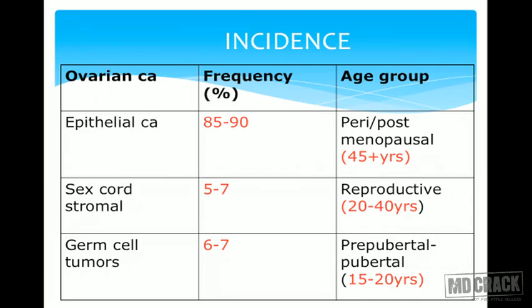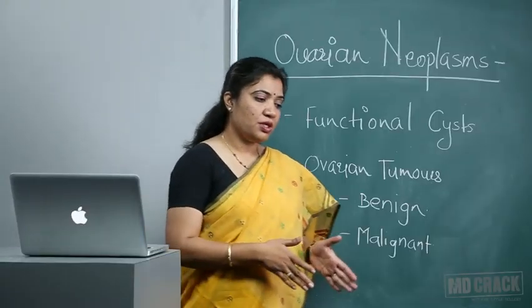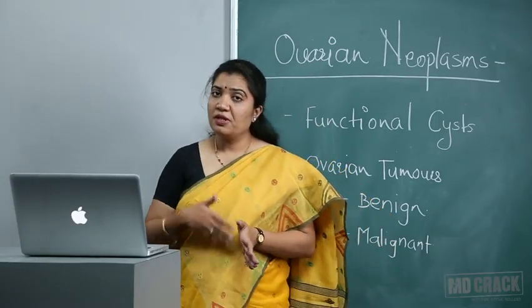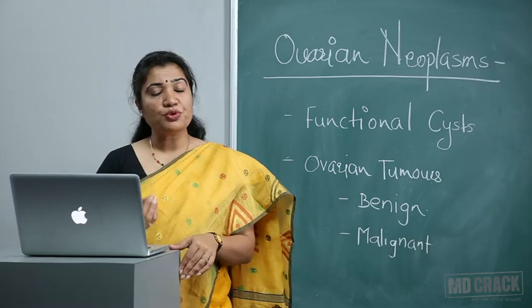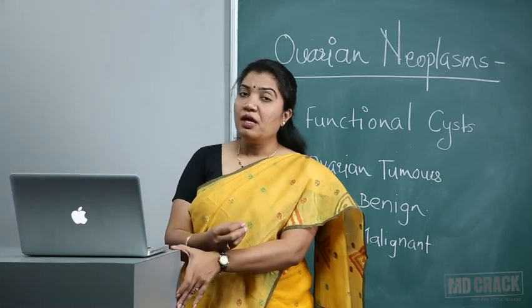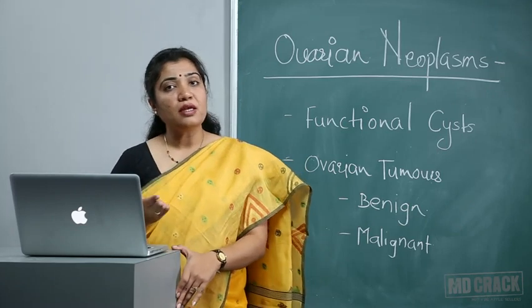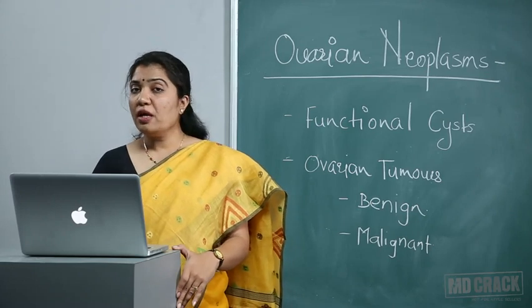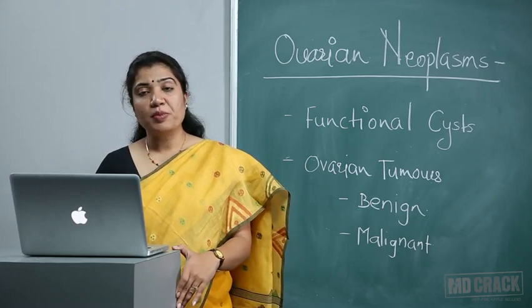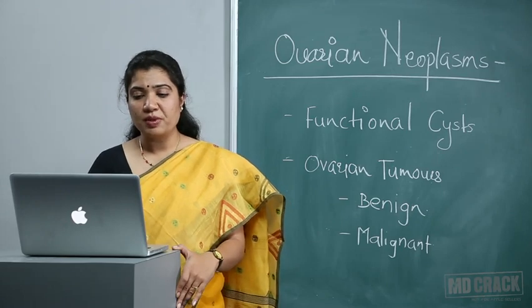Epithelial carcinomas are very important. 85 to 90% of the ovarian tumors are epithelial in origin. What's the age group to be seen? Peri and postmenopausal, 45 years and plus. So suppose in an MCQ, the age of the patient has been given that a lady around 45 years comes with a tumor. The first thing that should come to your mind is epithelial carcinomas. They are most common, that is the first thing. Second thing, the age group given for the patient is around that where epithelial cell carcinoma is very common. Peri and post-menopausal, 45 years and plus.